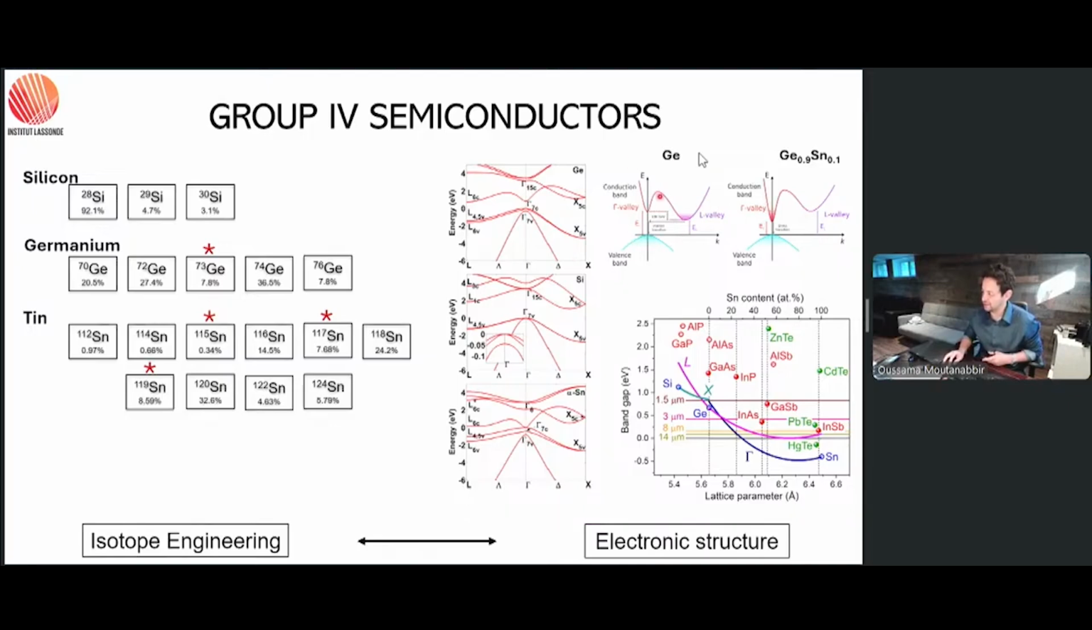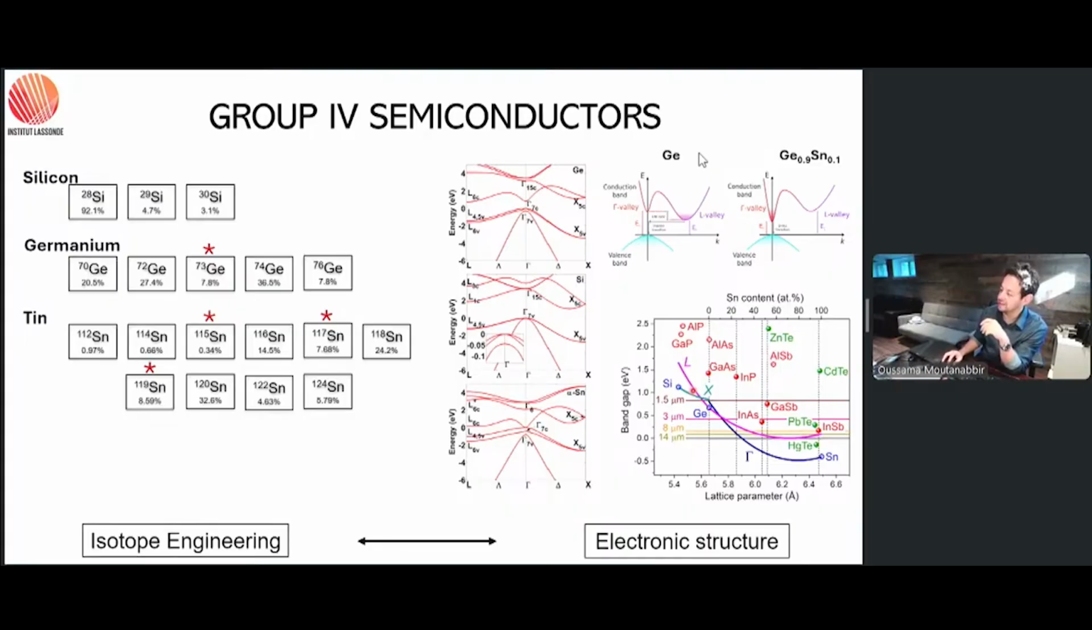This is the indirect band gap of germanium. If you put in a little bit of tin, about 10%, it's not a little bit, it's a lot if you consider other constraints, you will obtain a direct band gap material. And this is very interesting because you can detect or emit light efficiently.